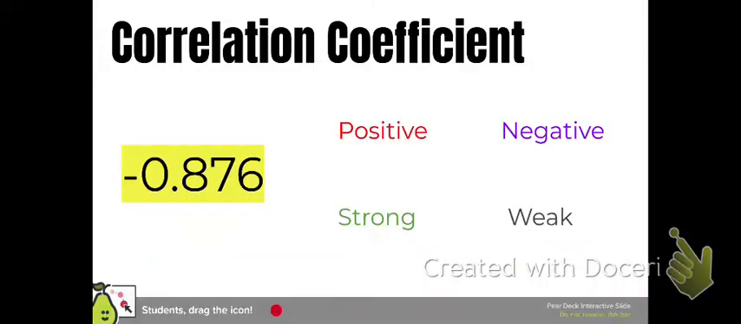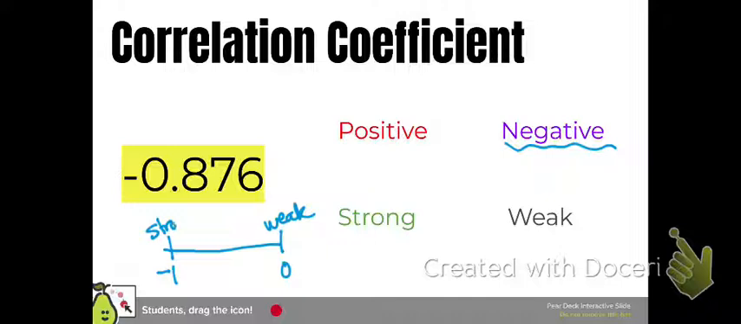So here, when we look at it, we want to think, is this positive or negative? It's negative. And then, is it strong or weak? It's strong. Remember, the closer it is to -1, the stronger it is. The fact that it is negative means that it goes from 0 to -1. This is weak and this is strong. So negative 0.876 is about here. It's stronger.